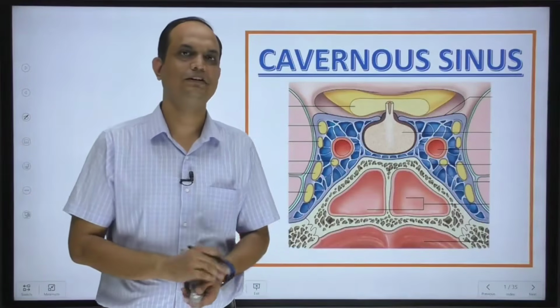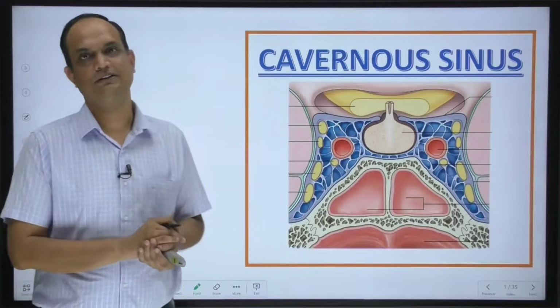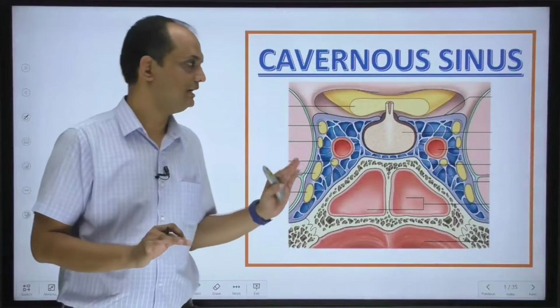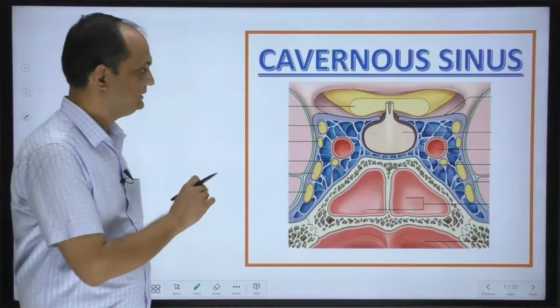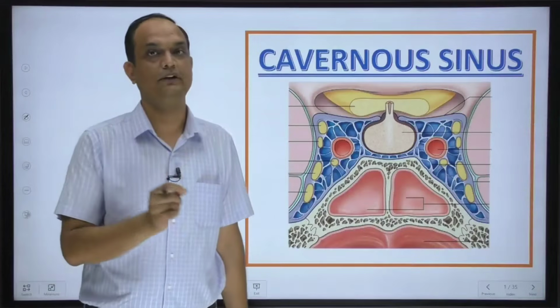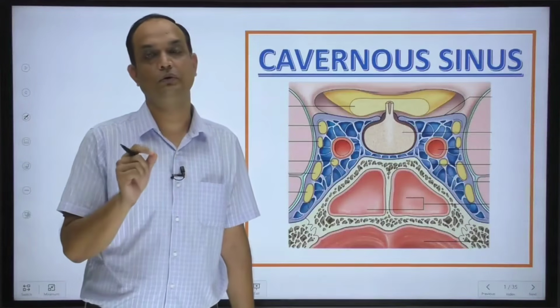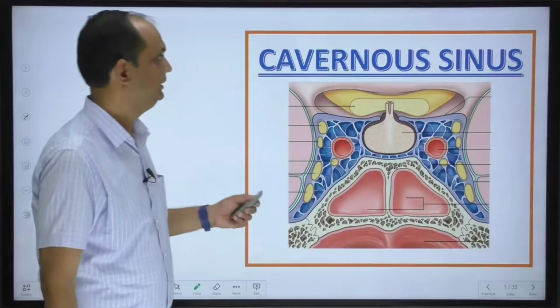Hello students, today we will discuss the cavernous sinus. This cavernous sinus is also a dural venous sinus, and this sinus is present between the two layers of dura mater which is present in the cranial cavity.